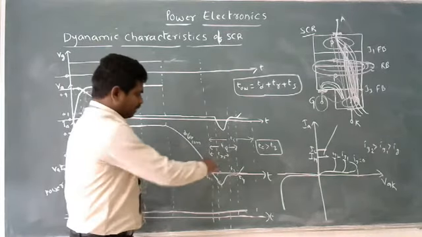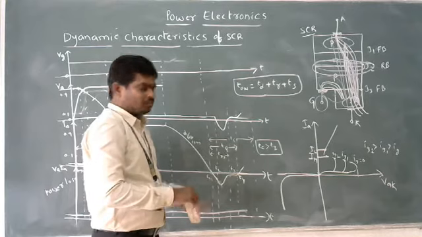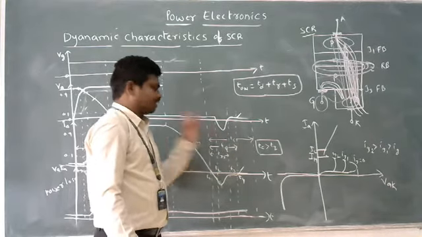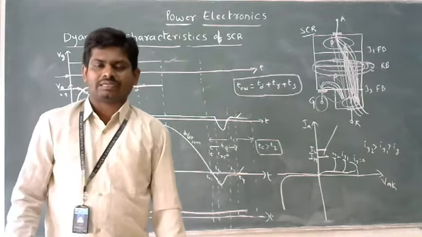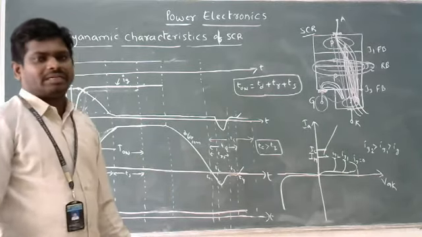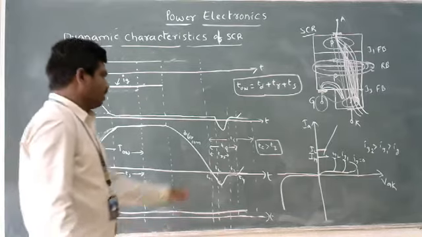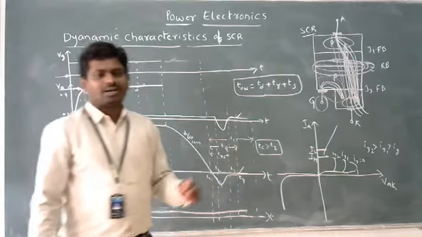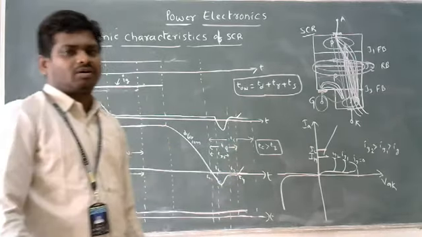And we can see two more terms, what I call TQ and TC. TQ means device turn off time. And TC means circuit turn off time.